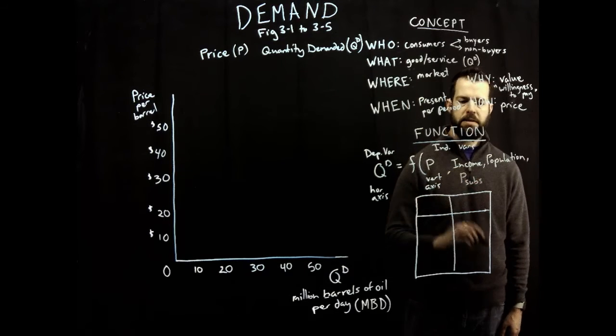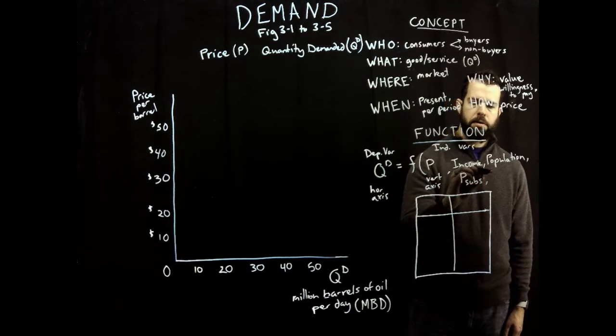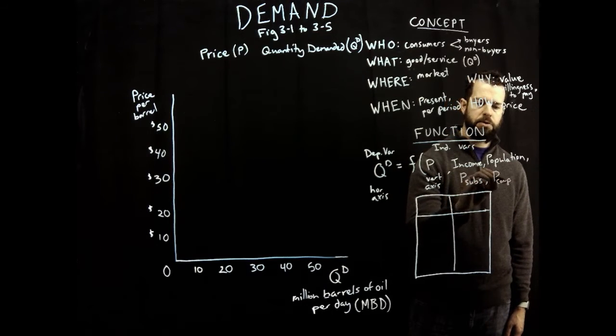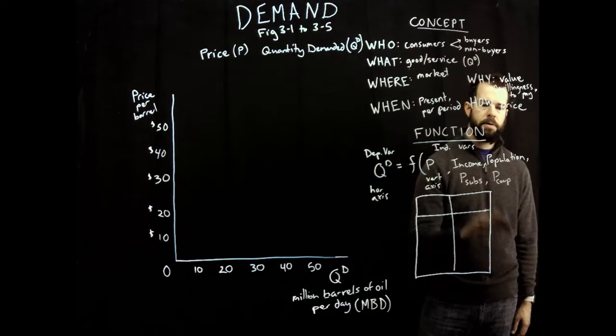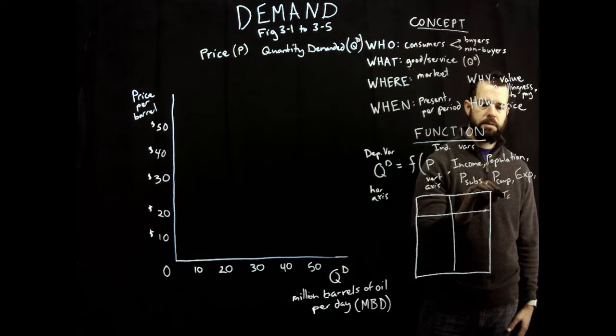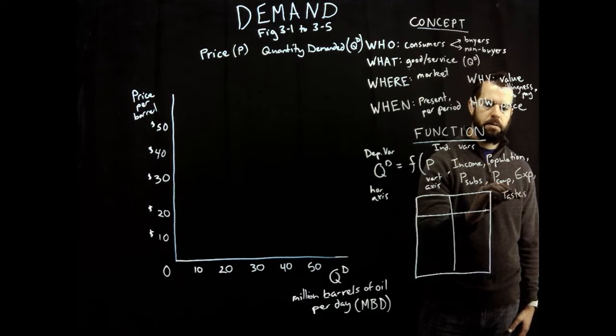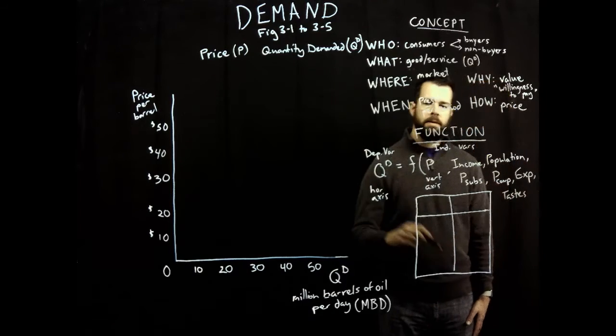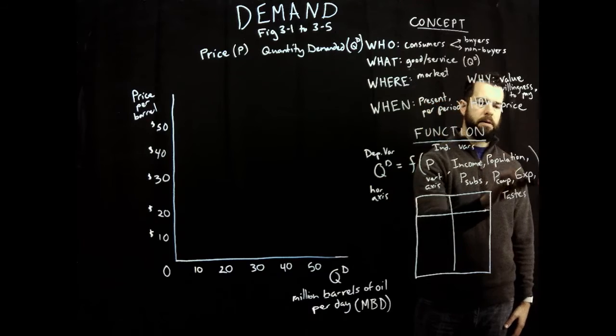Then there's also the price of related goods, such as substitutes for the good. So I'm going to call that P-subs. The prices of complements, goods that you're consuming jointly, P-comp. Expectations, and finally, taste. Okay. All right, so we're adding all of those in here.